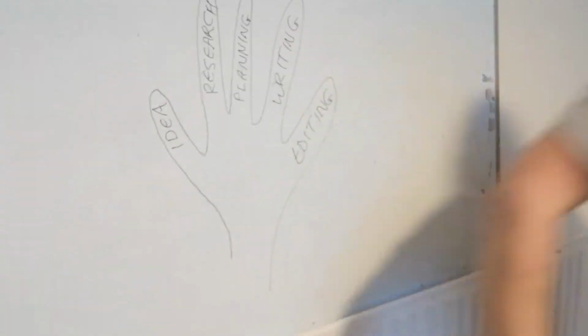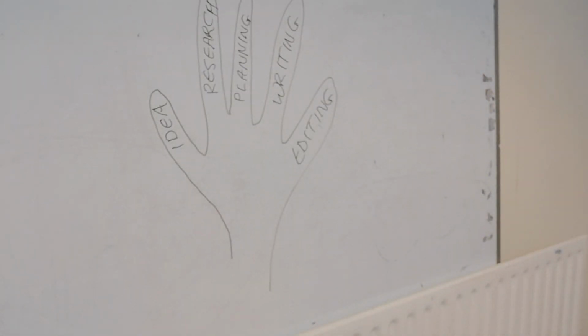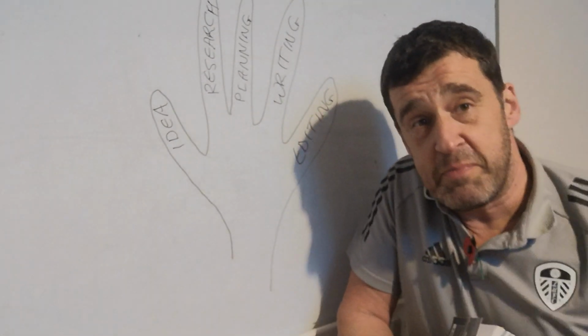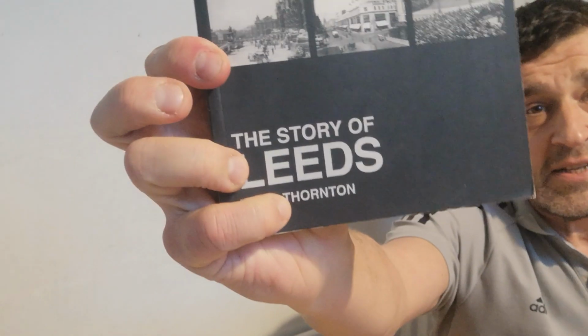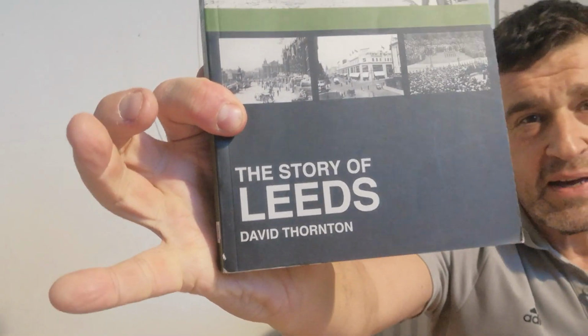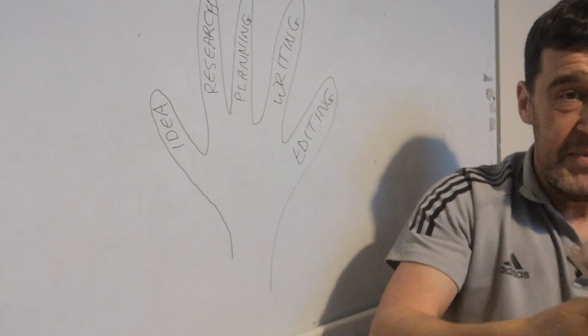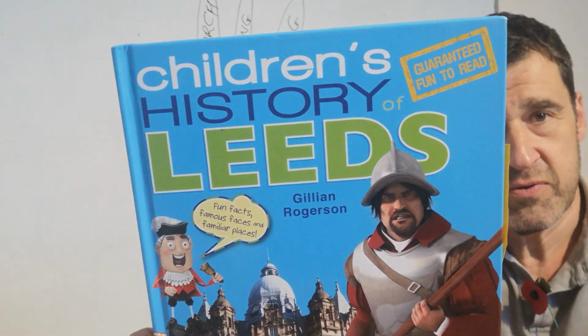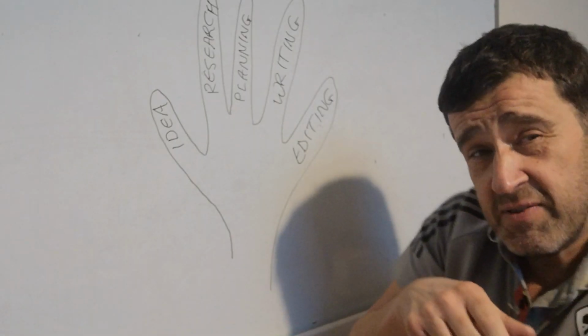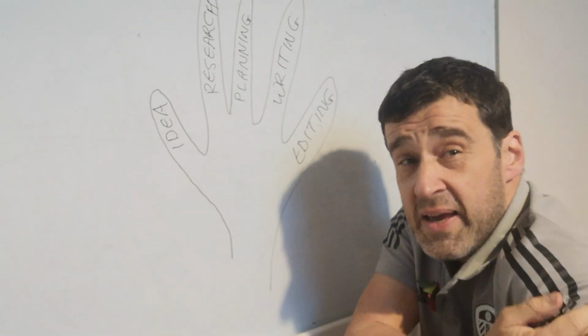And hang on, I'll show you a couple of things. I have several books that are histories of Leeds. The Story of Leeds by David Thompson. The Illustrated History of Leeds. And a more child-friendly book, Children's History of Leeds. And I've read those, and you can read about the Barnbow Girls.